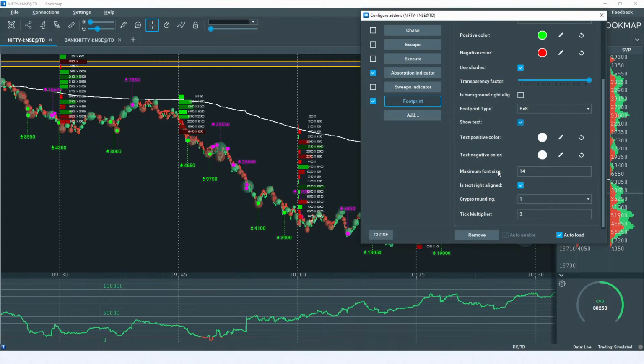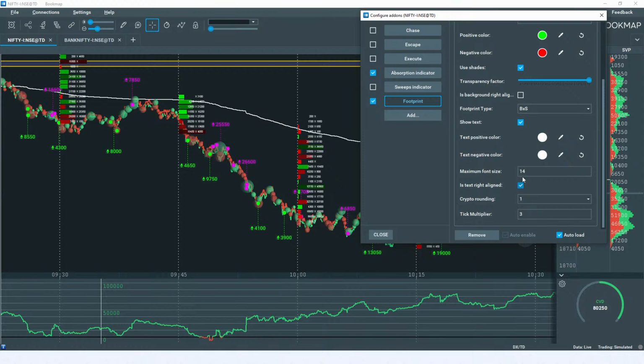So it's up to you to keep the text information enabled or not. And maximum font size is 14. This is the default setting. I haven't changed anything, so I suggest you not to change it. So this is the default setting. Is text right aligned? If you disable it, it's basically nothing but the alignment of the text. Keep it as it is. I haven't changed anything.